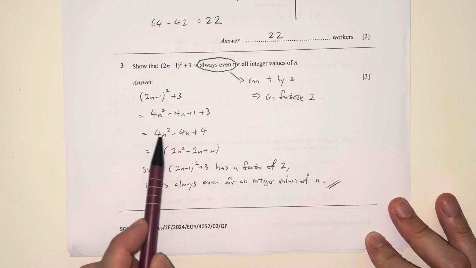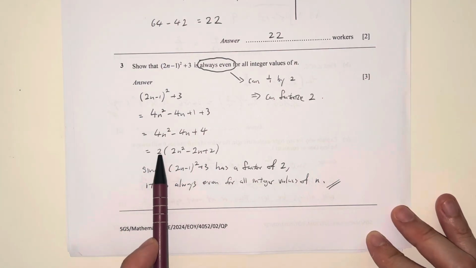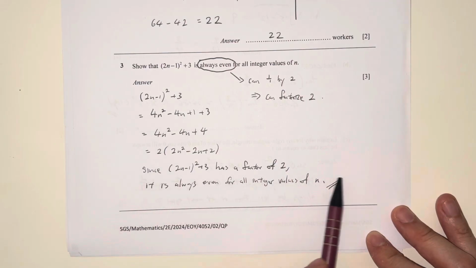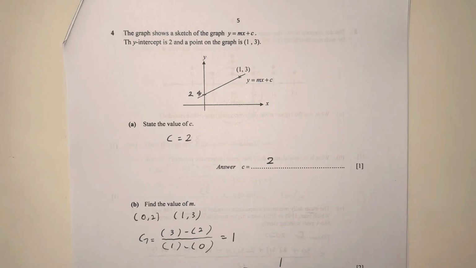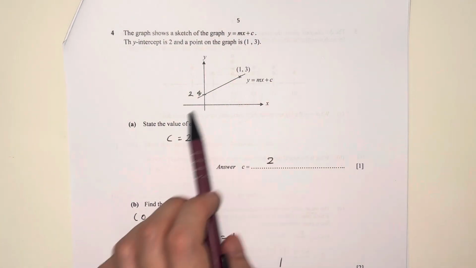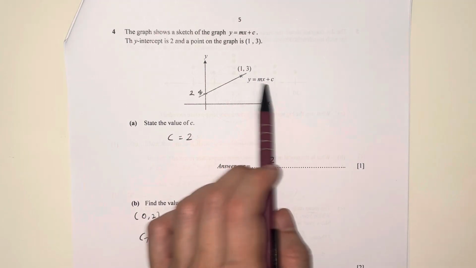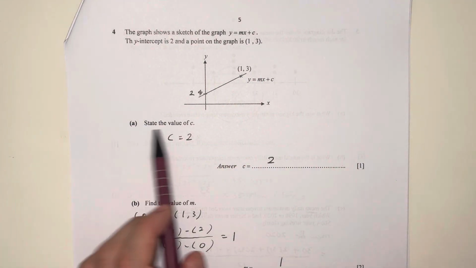And from here you can clearly see that you can take out 2. So I take out 2, this is left. So since you can take out 2 over here, the whole expression is always even. So for the next question, you can see that there's a straight line here. You've got this point 0, 2, and this point 1, 3, y equals mx plus c. Sure. So now I want the value of c.